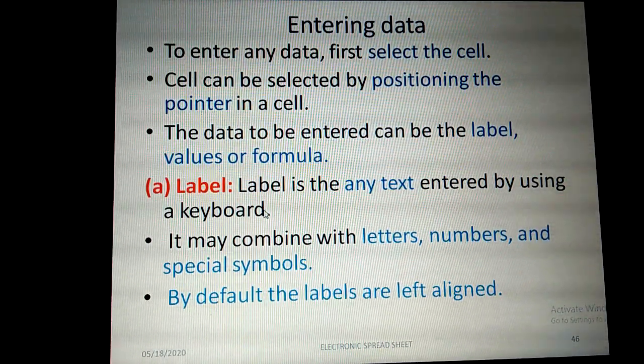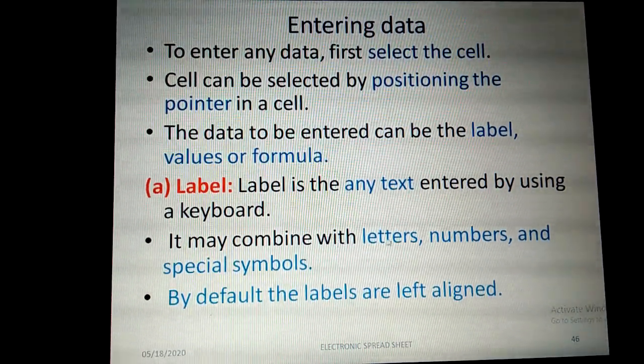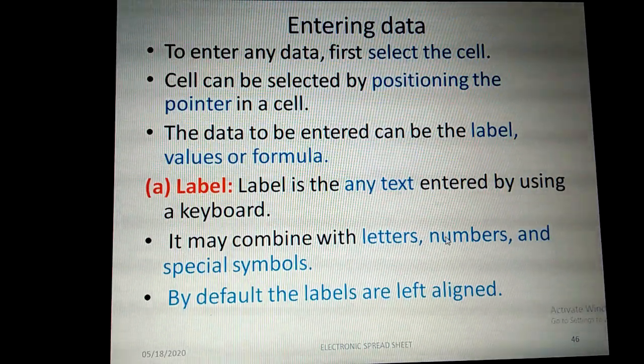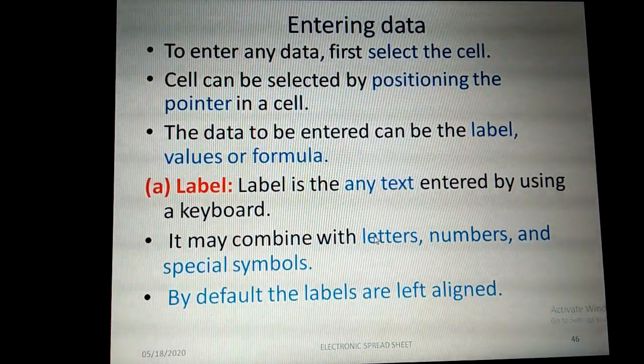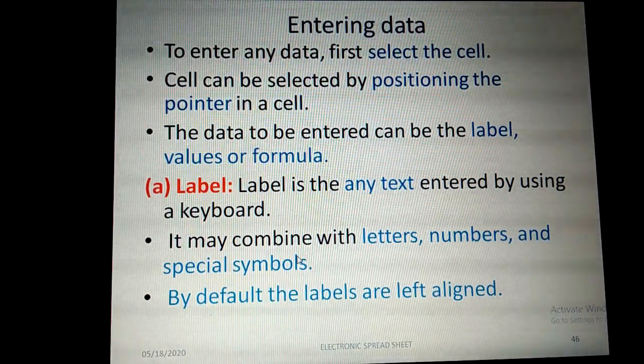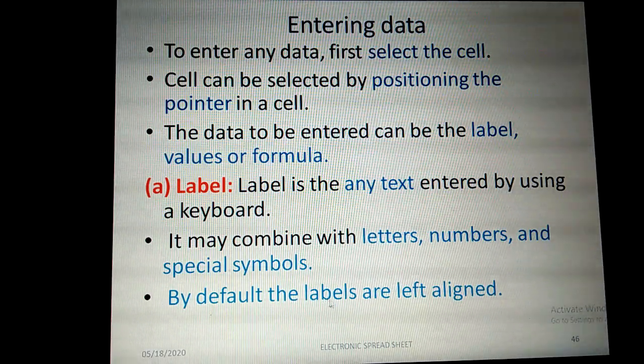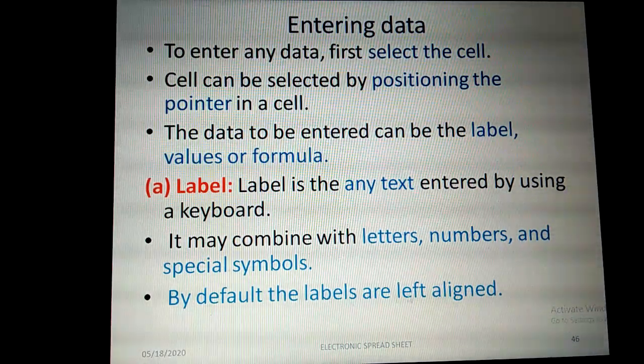So using the keyboard only, normally we will enter the text. It may be a combination of letters or numbers. A text may be followed by letters. First it should start with a letter and be followed by a number, and it may consist of special symbols also. So by default, these labels, that is any text values, are left aligned.